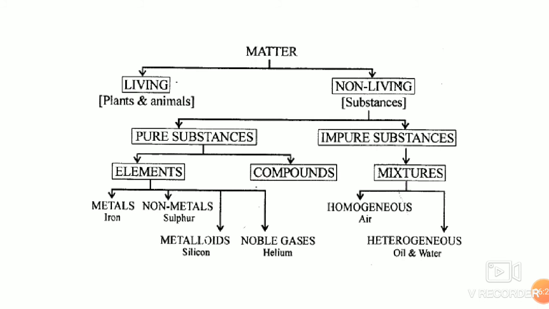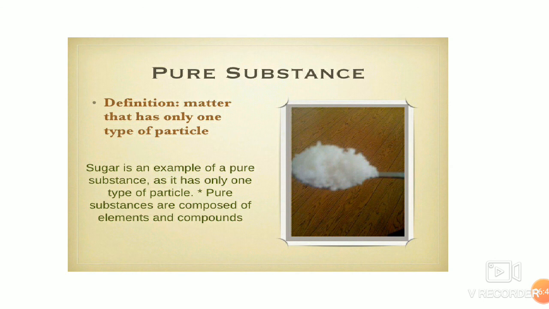Let us learn about pure substance. A pure substance contains only one kind of particles, as I told earlier, be it atoms or molecules. So we can also say that a pure substance is a kind of matter that has only one type of particles. Here I have taken an example of sugar. Sugar is a pure substance. Why? Because it contains only sugar particles, no other particles. So that is why sugar is a pure substance, right?